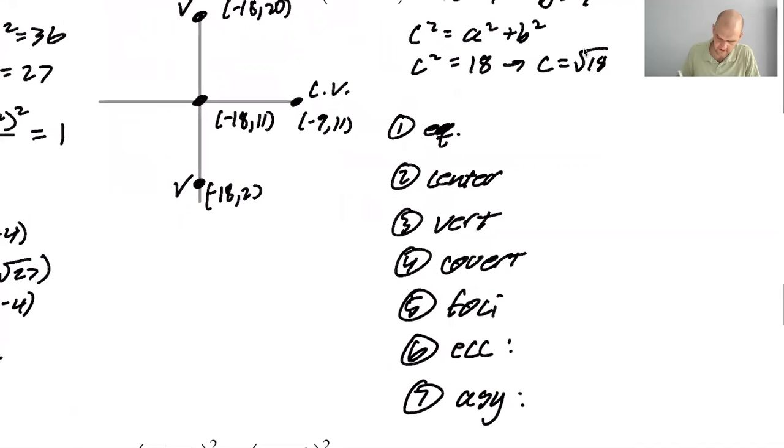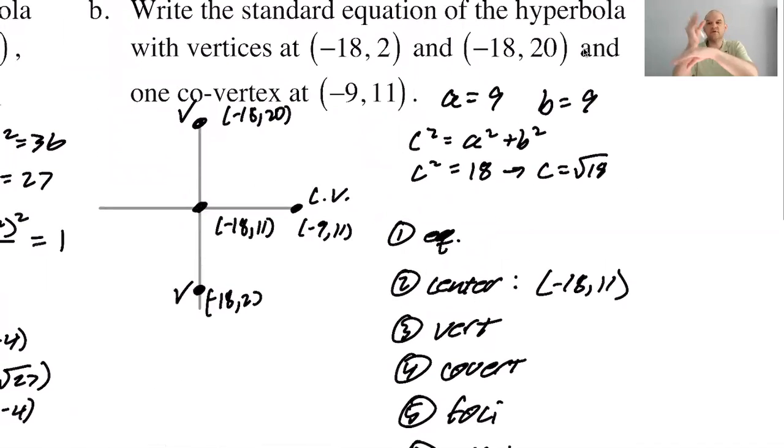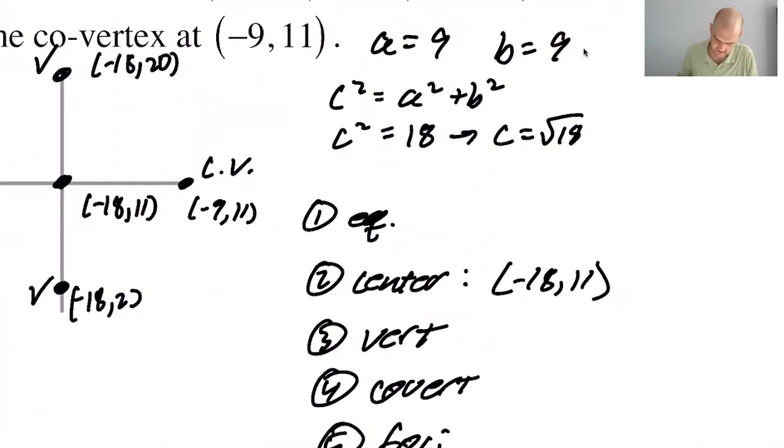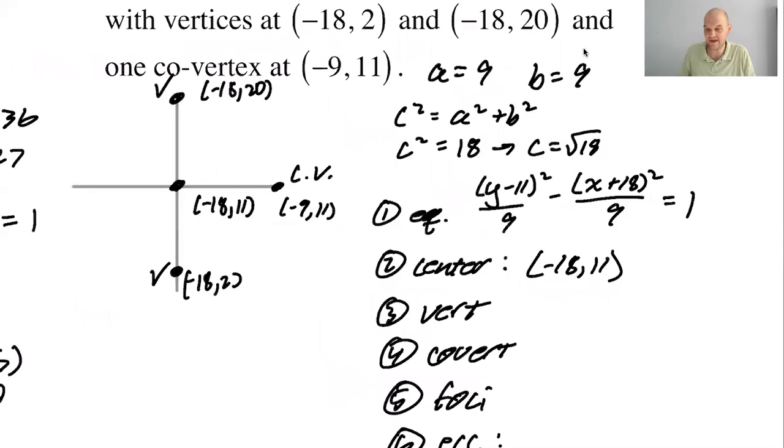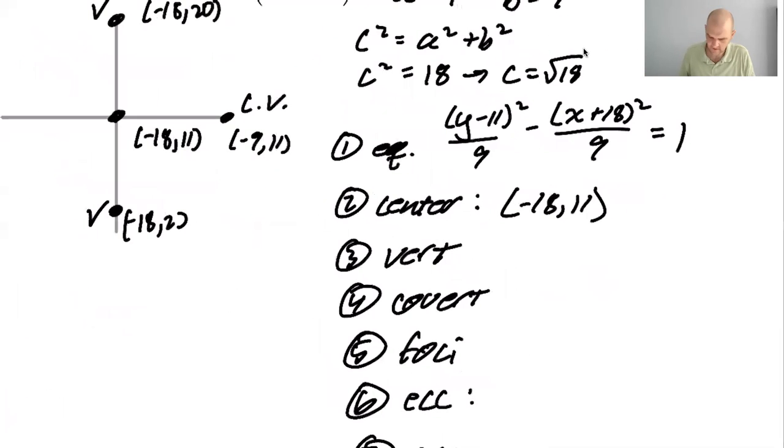All right. So what are we doing first? The center we found was negative 18, 11. The equation, so vertical, because the vertices are on a vertical line, which means that y comes first. Don't mess up h and k. So y goes with the y coordinate of the center. X goes with the x coordinate of the center. Equals 1. And then A always goes first. Actually, A and B are equal, so it doesn't really matter. But A always goes first, B always goes second.